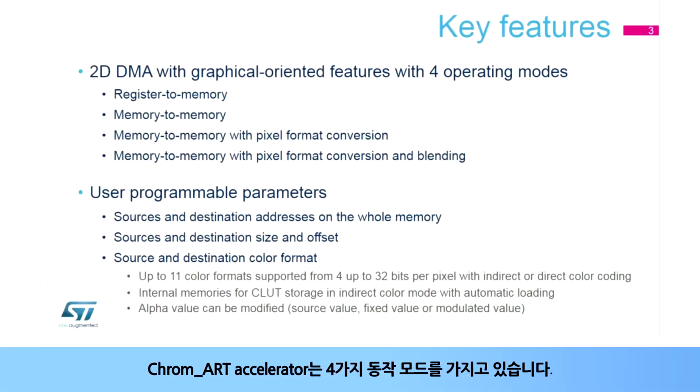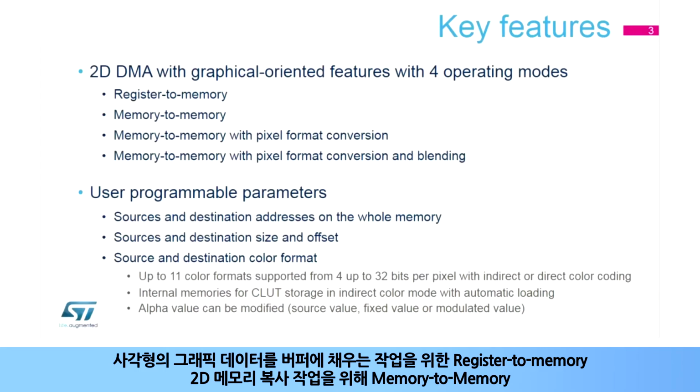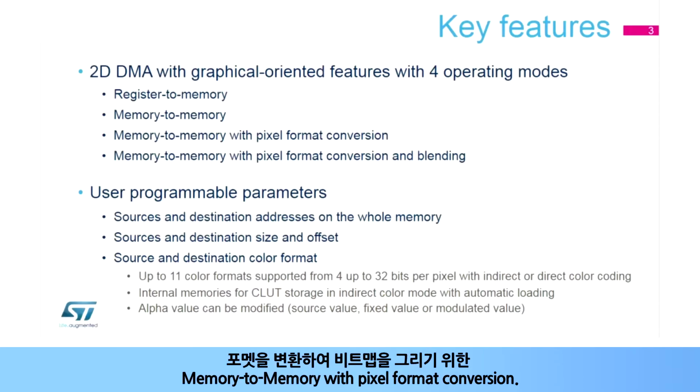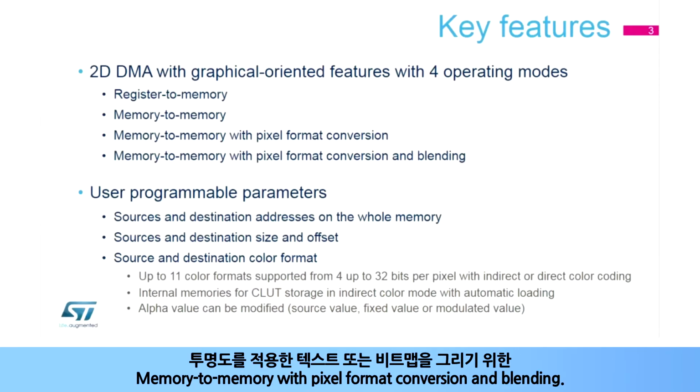The ChromART accelerator has 4 operating modes: register to memory for rectangle filling operations, memory to memory for 2D memory copy operations, memory to memory with pixel format conversion for bitmap drawing with format conversion, and memory to memory with pixel format conversion and blending for bitmap or text drawing with transparency.